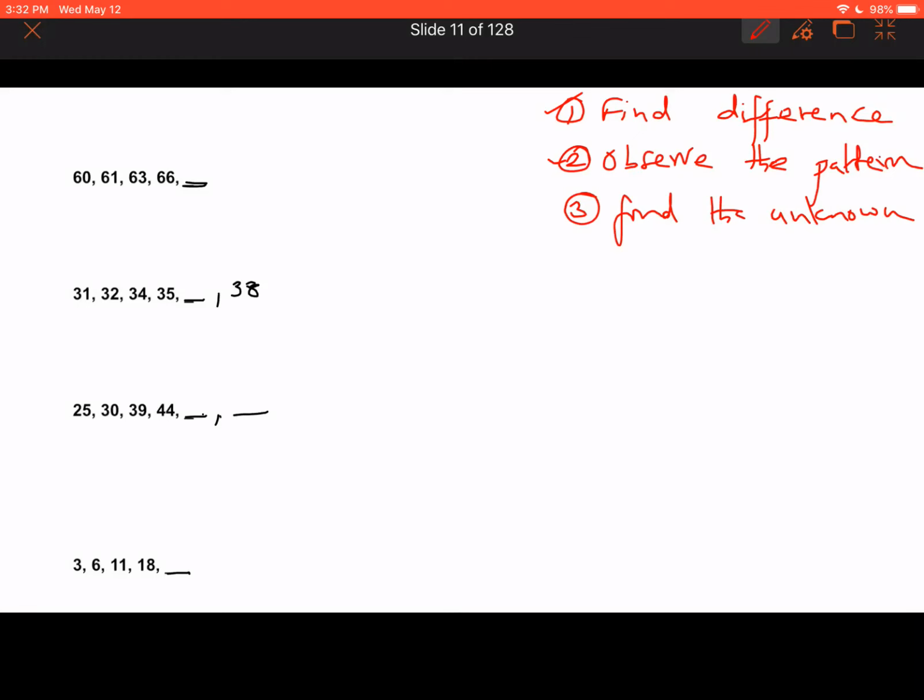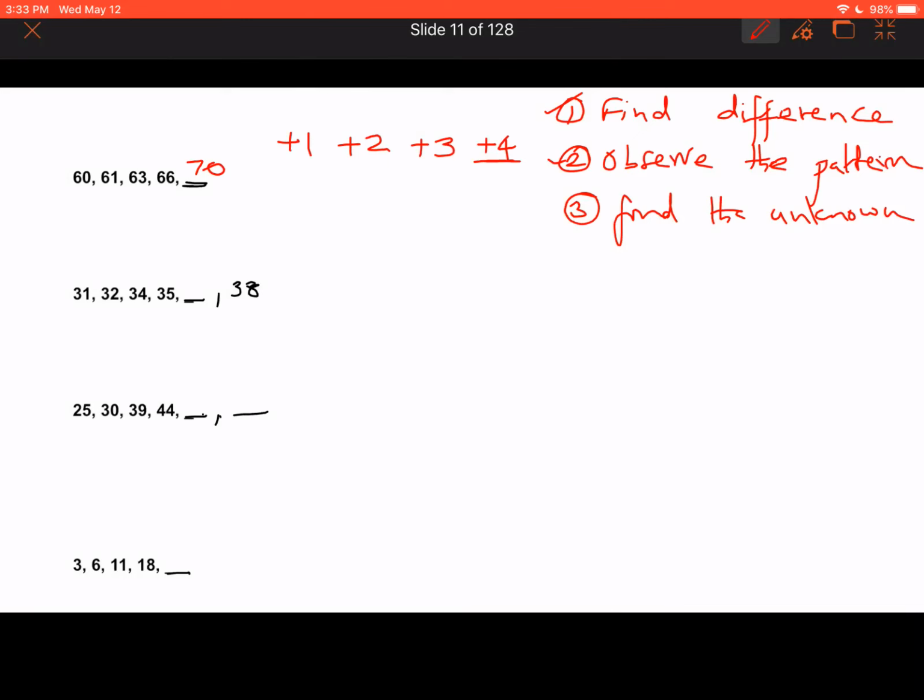Okay, so first the difference, right? The difference between the terms that is given. 60 and 61 is plus 1, 61 and 63 is plus 2, 63 and 66 is plus 3. So that means the following term will have a difference of plus 4. So the answer will be 70.